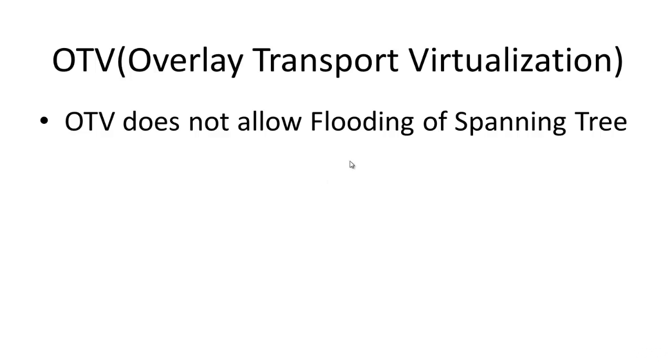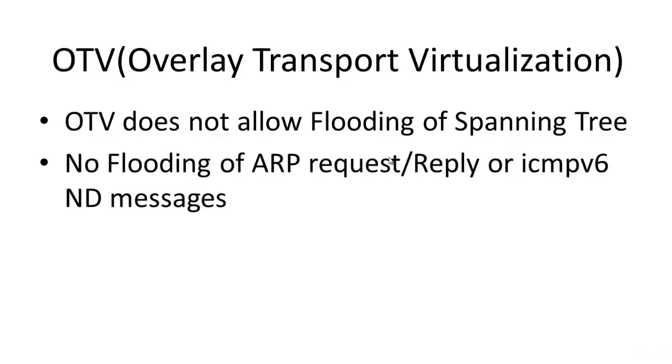It means that each DC will have its own spanning tree domain. It is a kind of demarcation point. Every edge OTV device will be a demarcation, so flooding of spanning tree will not happen. It will reduce the amount of unnecessary traffic. I'll also talk about the terminologies which we use in OTV. Don't worry about it. As of now, these are just benefits that we need to understand.